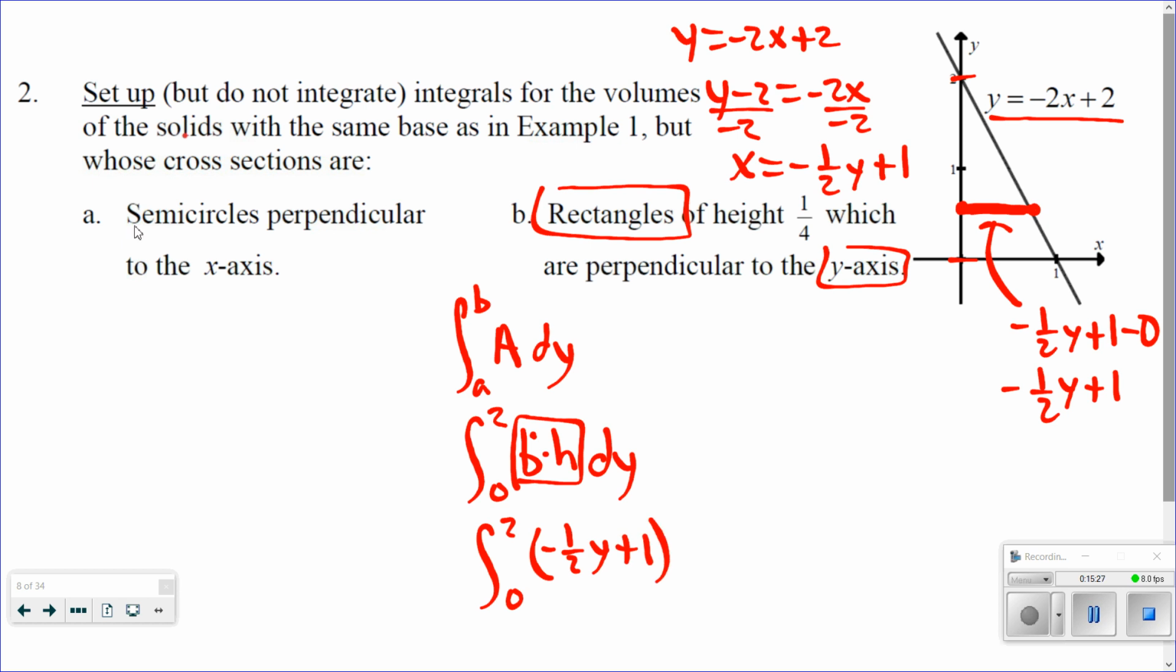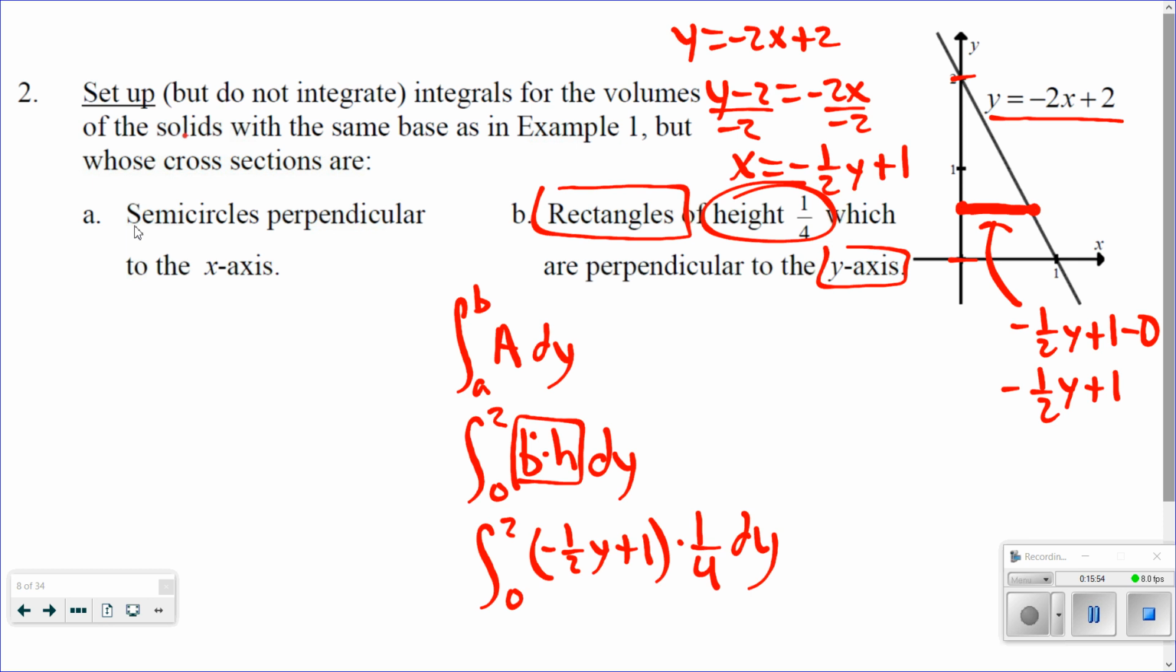And we have to times that by the height. So if I come back up here, what does it tell me about the height? Well, it says my rectangles have a height of 1/4. So they have that constant height. So that's the height. Okay, and that's the integral. That integral is all set up there. If I integrate that, that will tell me the volume of that shape. Again, rectangles coming up out of the top of that.